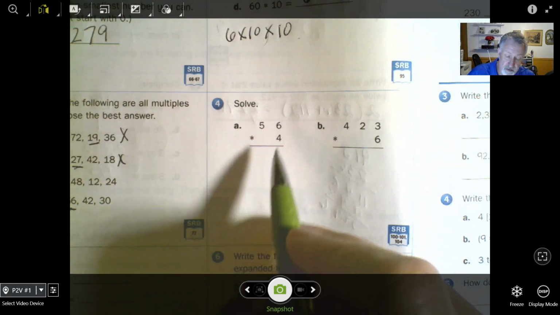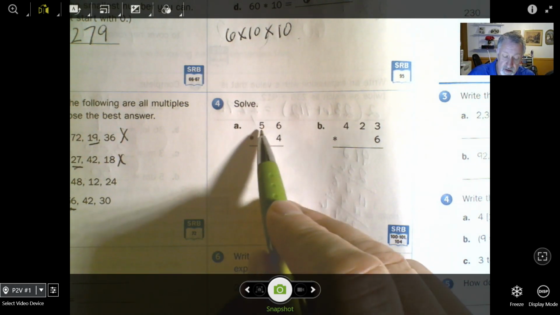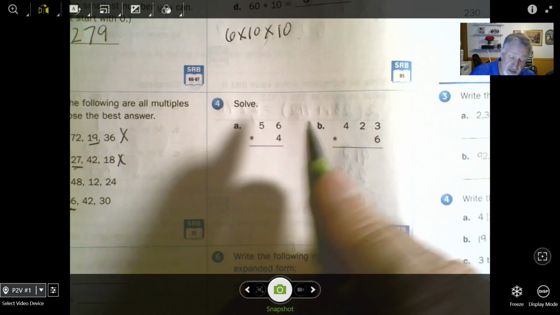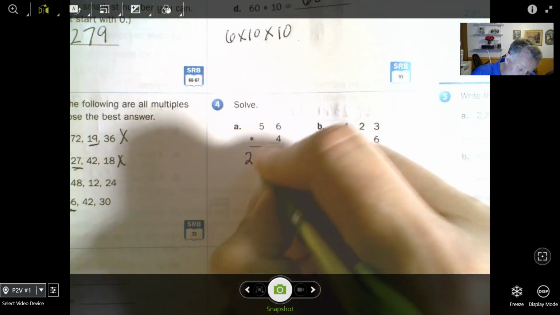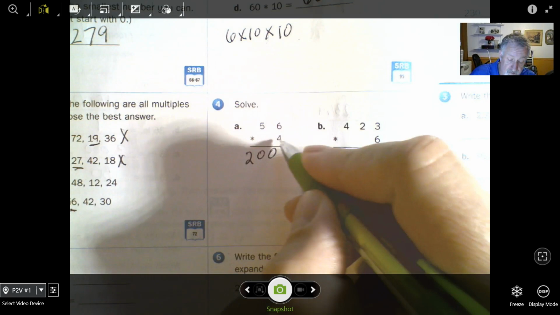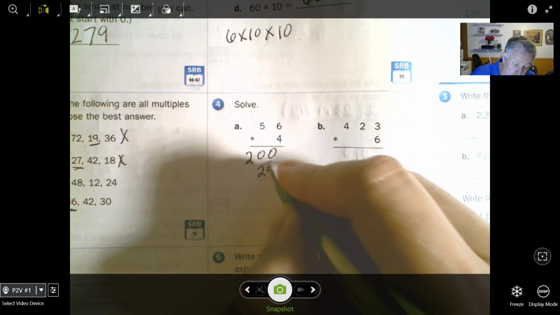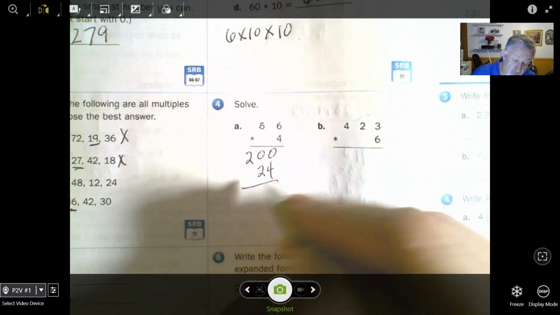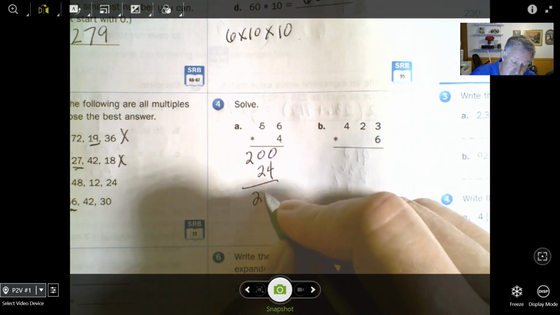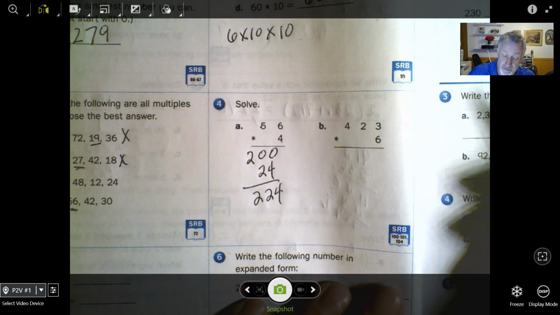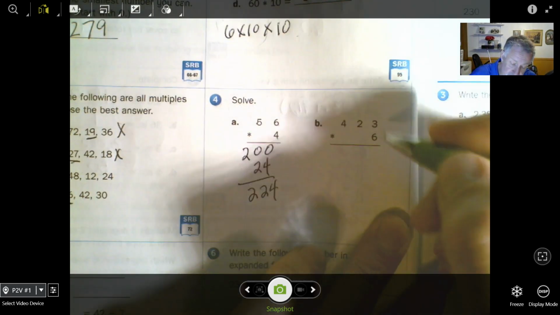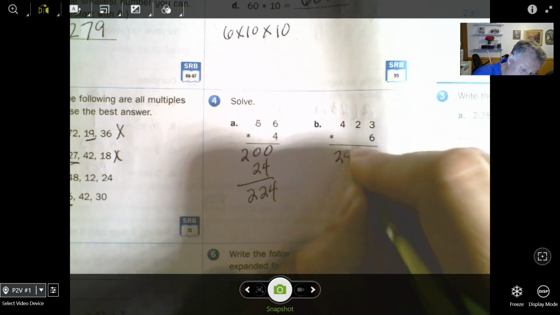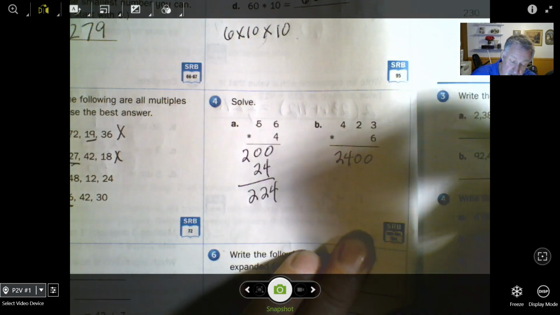Okay, I'm going to solve these problems for number 4. And again, it doesn't matter if I do the 1s or the 10s first. 50, because this is 56, so 50 times 4 is 200. And 4 times 6 is 24. So I have 50 groups of 4, 6 groups of 4, add them together, 224.